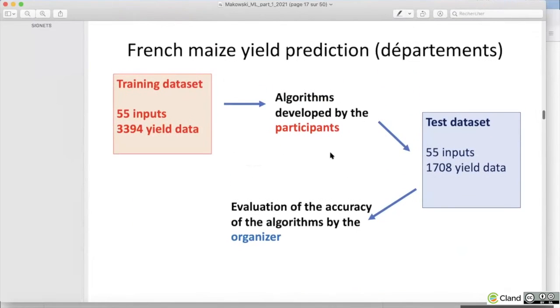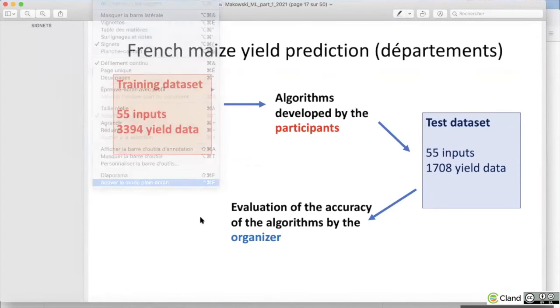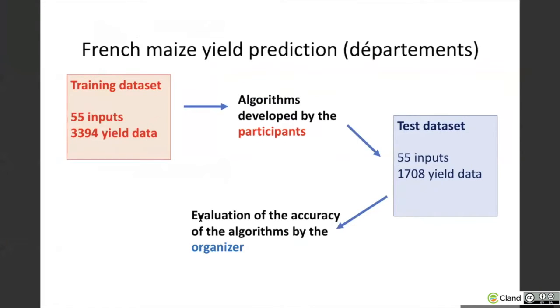So in this challenge, as I said, the objective was to predict the yield in France for maize at the scale of departments. Departments in France are small regions. And the participant had access to a training data set, including 3,394 rows corresponding to yield data and 55 inputs corresponding mostly to climate variables like temperature, precipitation, radiation, evapotranspiration, and so on. So this training was given to the participants. They developed their algorithms, and then they applied the algorithm to a test, including 1,708 yield data. And then they sent us the predictions, and we assessed their predictions, and we evaluated the accuracy of their algorithms.